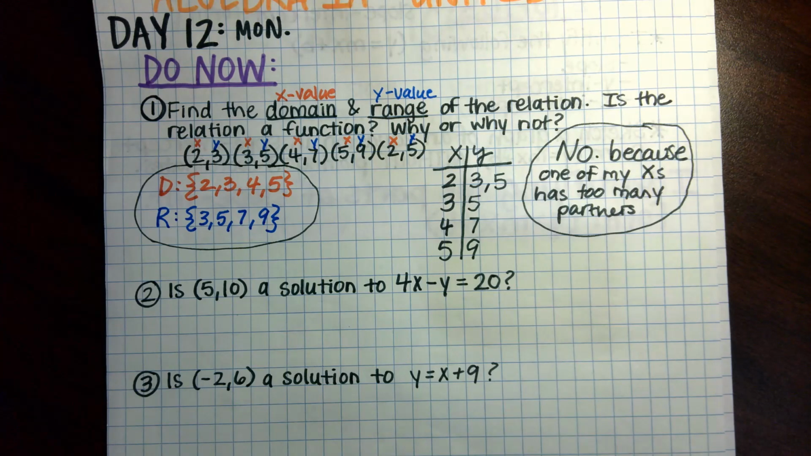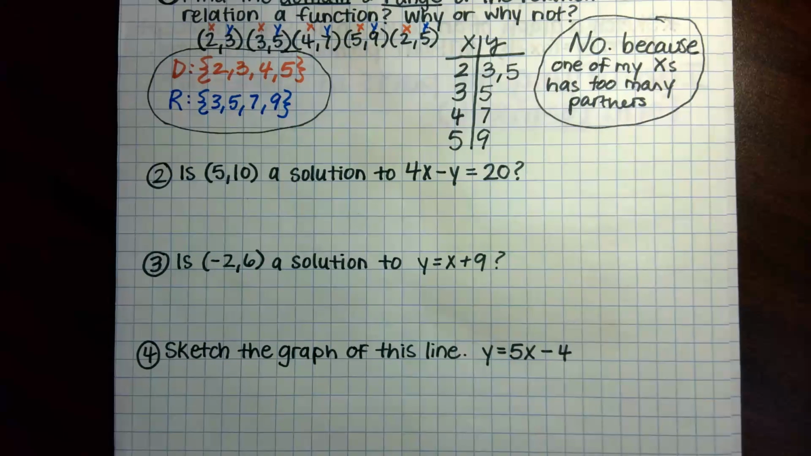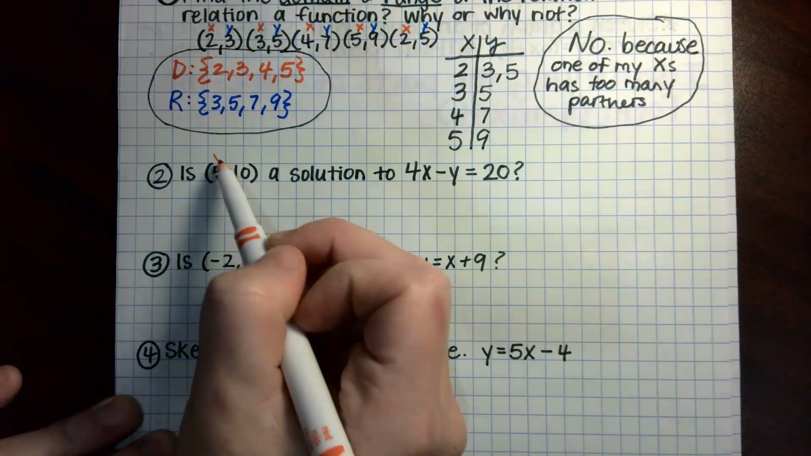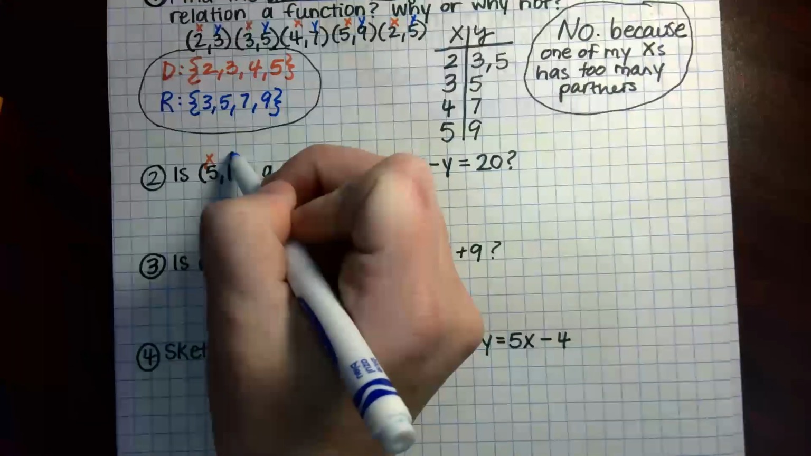Any questions about number 1 before we check number 2? Okay. Let's look at number 2 now. We have, is 5, 10 a solution to 4x minus y equals 20? How do we solve this? Any ideas? We would do 4 times 5. So we would do 4 times 5. Why are we doing 4 times 5? You're right, by the way. Because we already have the x.